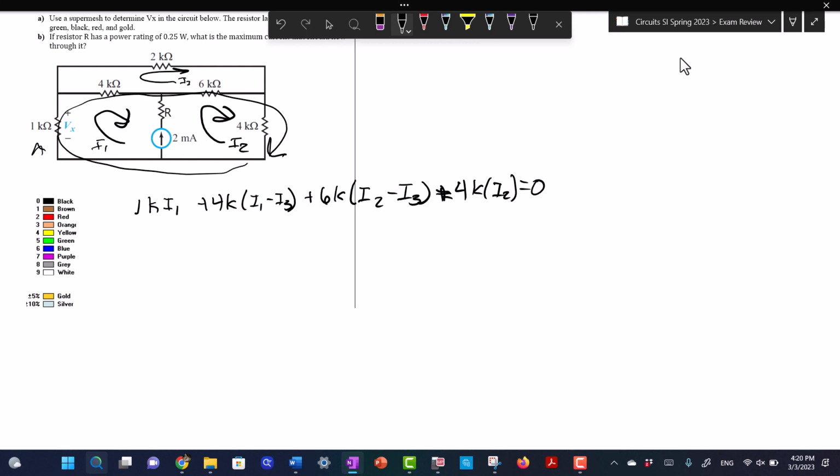So what does the K stand for? Kilo, 1,000. See how these are all kilo ohms? Rather than writing 1,000 each time, I'm just writing K. And not only that, I'm now going to divide everything by 1,000, and my K's will go away. So I'll just go ahead and do that. I'll have I1 plus 4I1 minus 4I3 plus 6I2 minus 6I3 plus 4I2 equals 0.